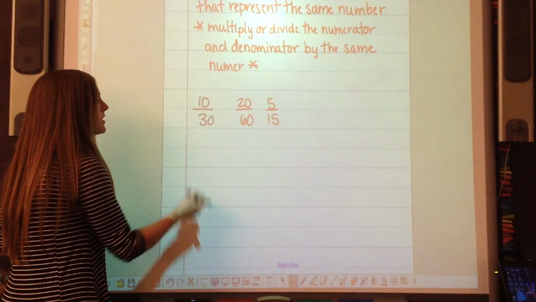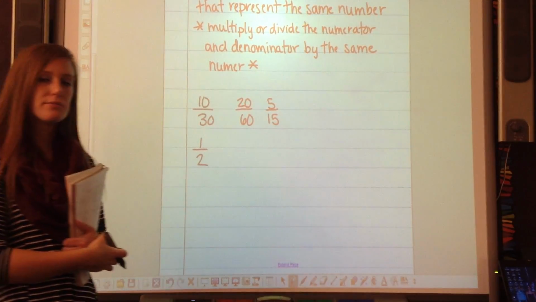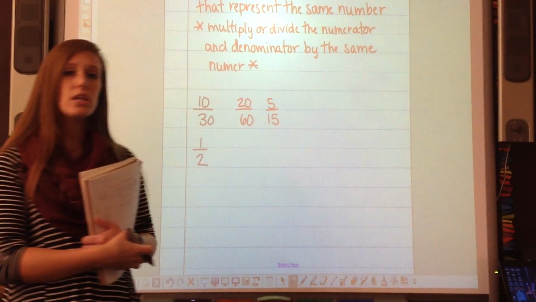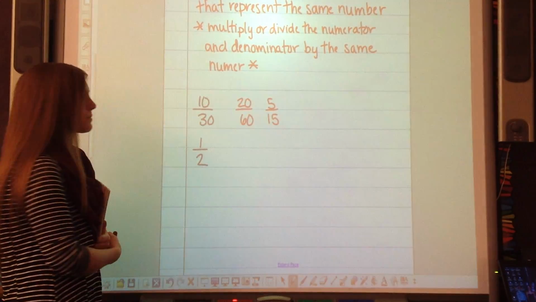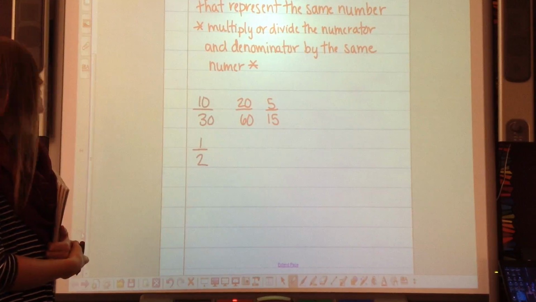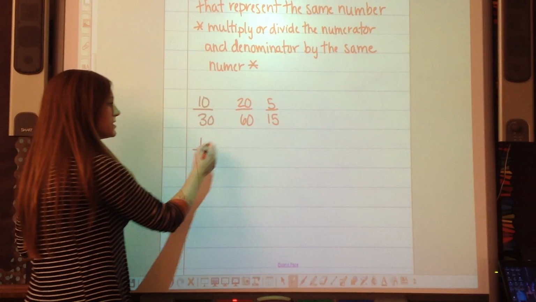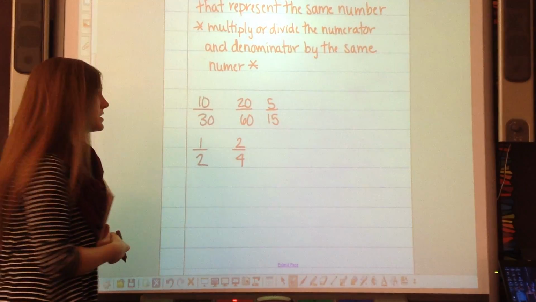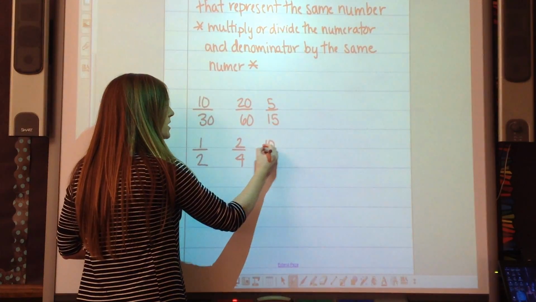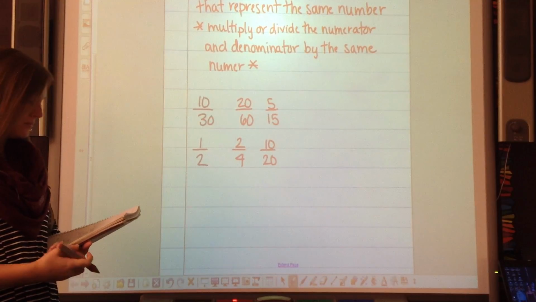So I'd like you to try this. Let's start with a fraction such as 1/2. Find two equivalent fractions. I'm going to choose to multiply by 2. That's nice and easy. And even multiplying by 10 is nice and easy, because when I multiply by 10, really I just add a 0 at the end of each number.